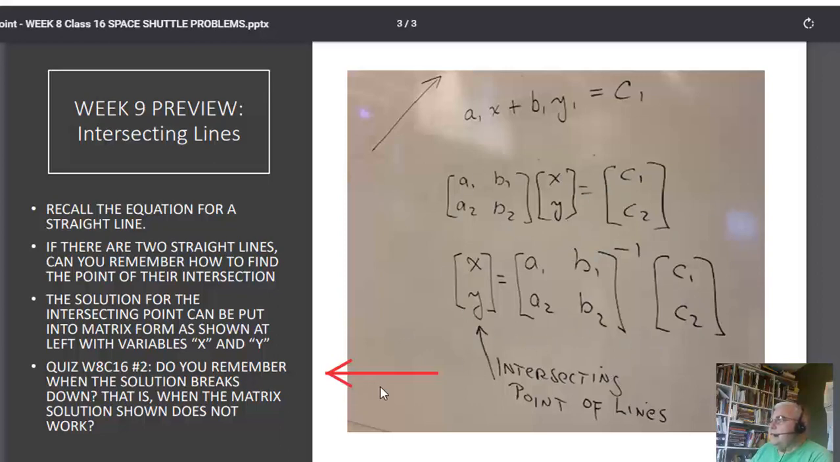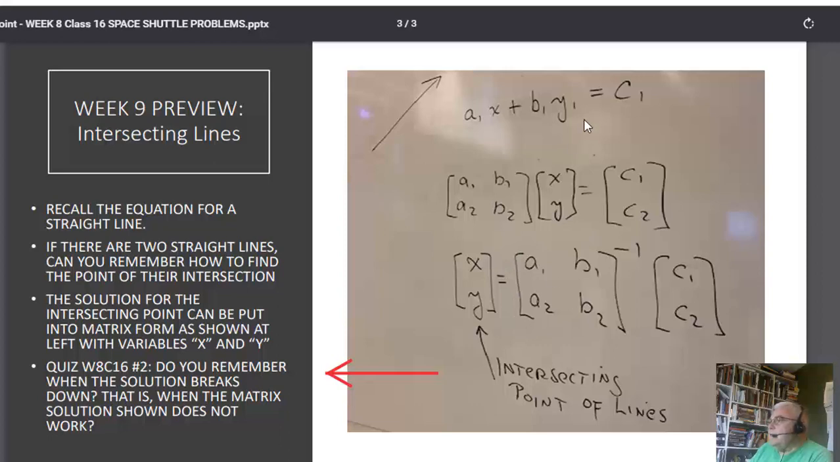But this solution breaks down when the two lines are parallel. I haven't shown the second line. The second line would be a2x plus b2y equals c2. That equation is shown here as the second row in the matrix. That's not shown here. But when those lines are parallel, there's not going to be any solution, and you will not be able to take this inverse.